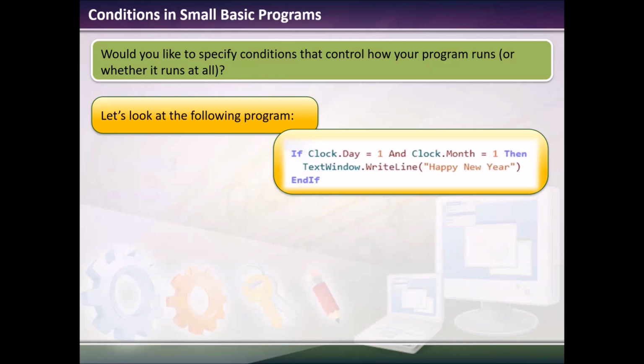If clock.day equals 1 and clock.month equals 1, so we have a function here called clock. We've looked at a couple of these functions: math.squareRoot, math.power, math.cosine. And if you notice for that guessing game, I had one called math.random. It just picked out a random number between 1 and 100.